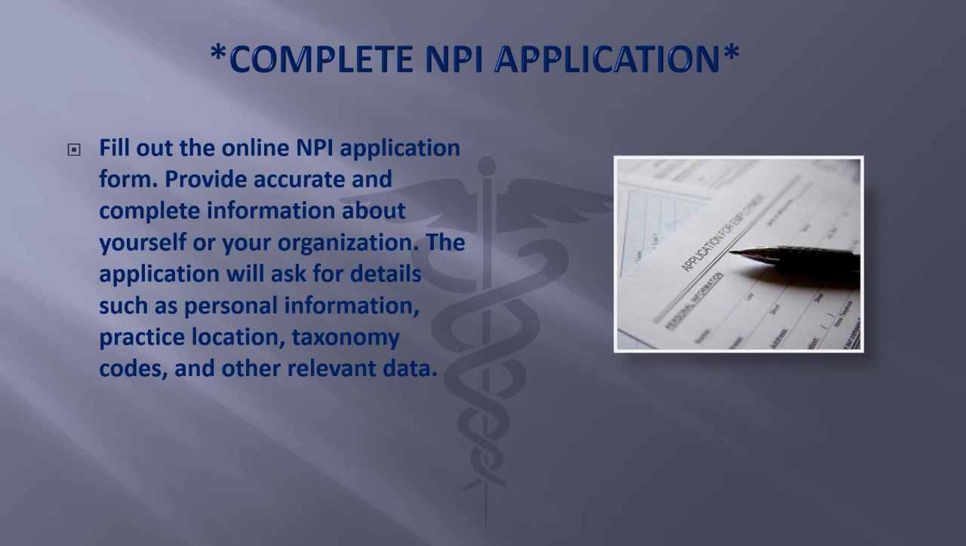Complete your MPI application. Fill out the online MPI application form. Make sure you provide accurate information about yourself or your organization. The application will ask for details such as personal information, your practice location, taxonomy codes, and other relevant data needed for the application.